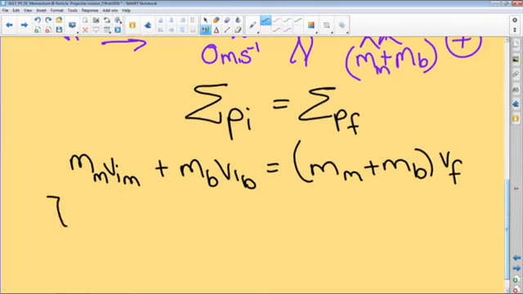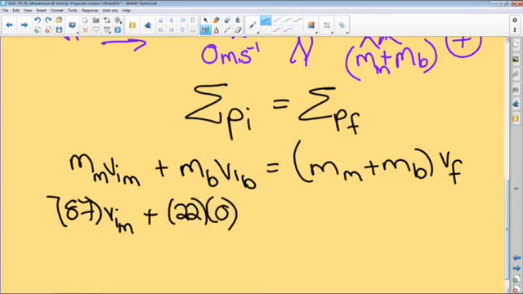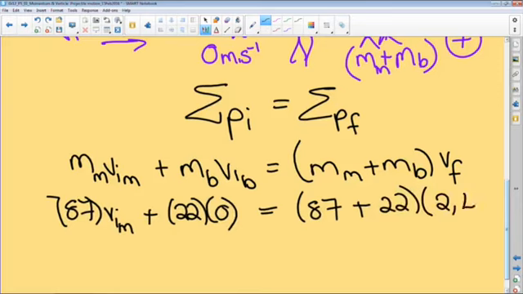So the man was 87 kilograms. We don't know his initial velocity. The boy is 22, but he's not moving. Afterwards, it's 87 plus 22, and it's going at 2,4. We've done the physics. This would be 1, 2, 3, 4 marks, maybe 3, maybe 4 marks, depending on the examiner. Now it's a maths issue.